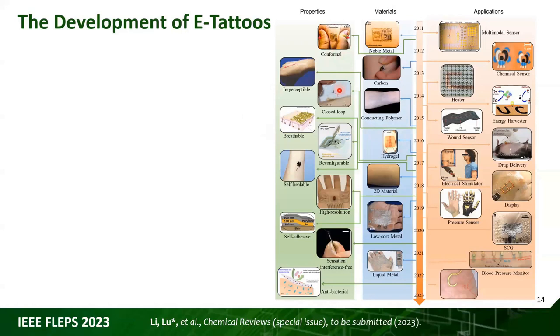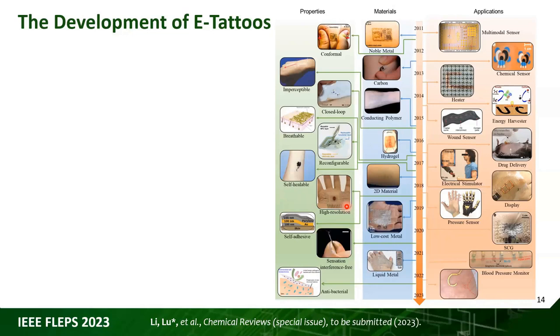Specifically in terms of properties, at first we emphasized stretchable and conformable to the skin, and later imperceptible, and also closed-loop sensing and therapeutics. And breathable, porous, letting sweat evaporate, and multi-layer reconfigurable like a Lego. It can disassemble and reassemble. Self-healable material and self-healable device. High resolution active matrix-based pressure sensing matrix.